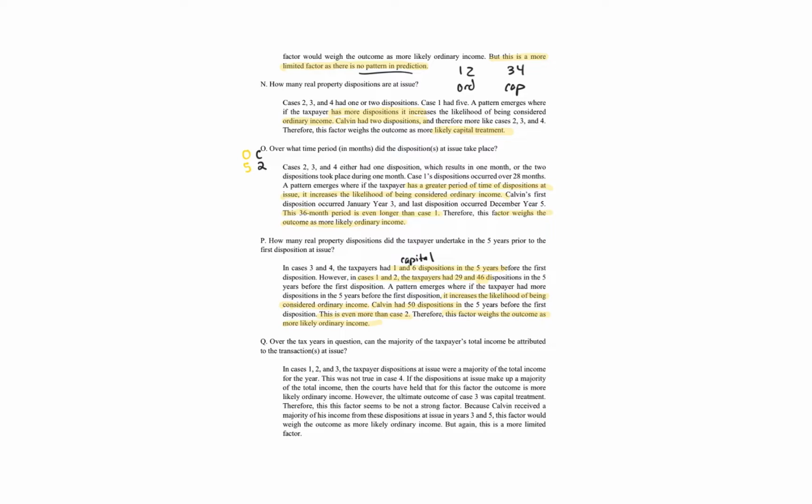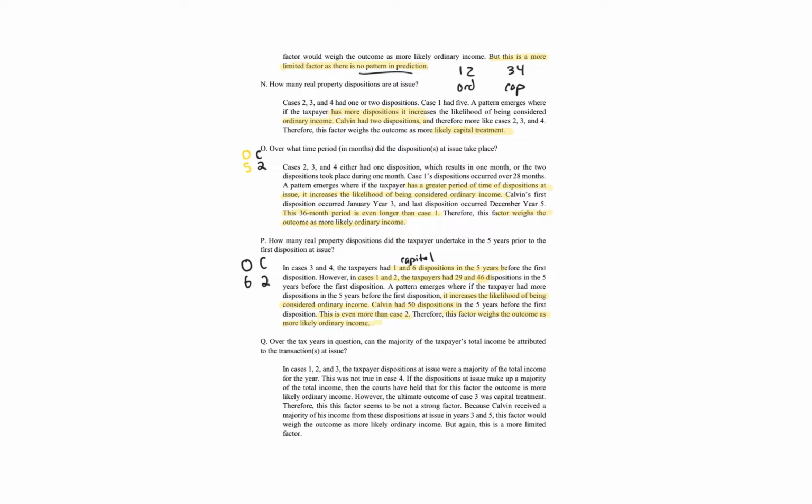All right, well, we're at the last question, and our tally is ordinary 6, capital 2. Not looking too good. Again, we still might get 6-3, and we might still conclude otherwise because maybe the last one is a super factor. We don't know, okay? Let's take a look. So Q, over the tax years in question, can the majority of the taxpayer's total income be attributed to the transactions at issue?